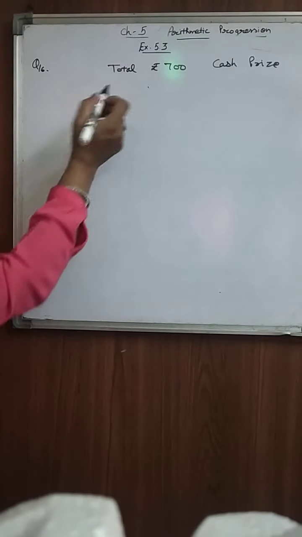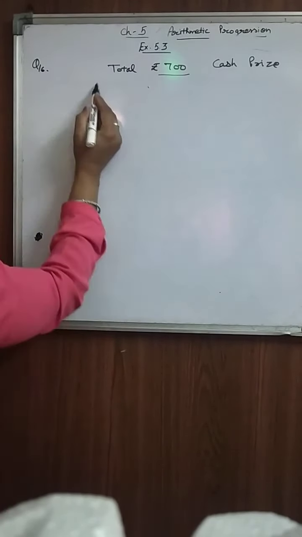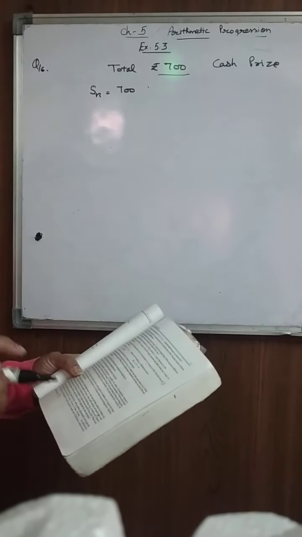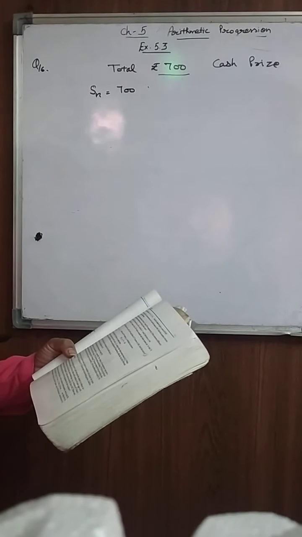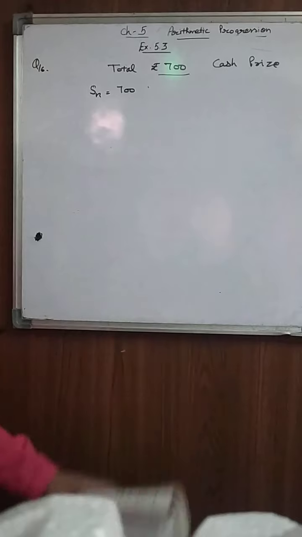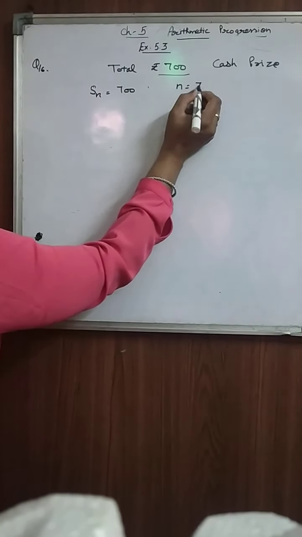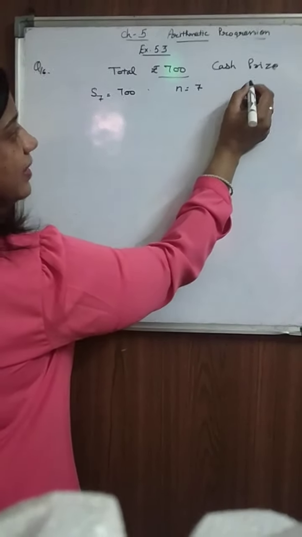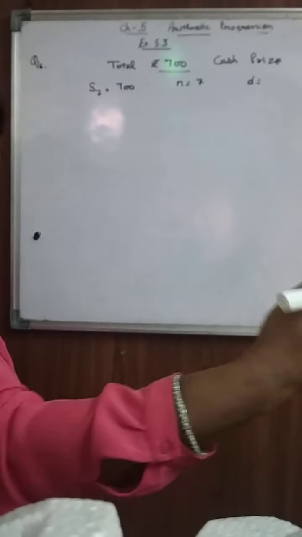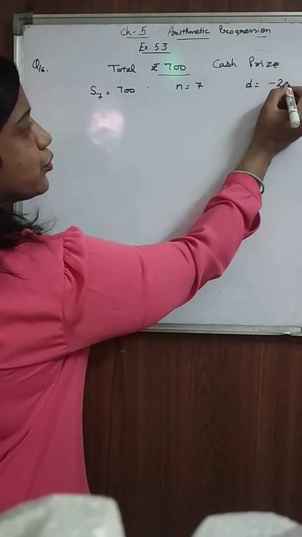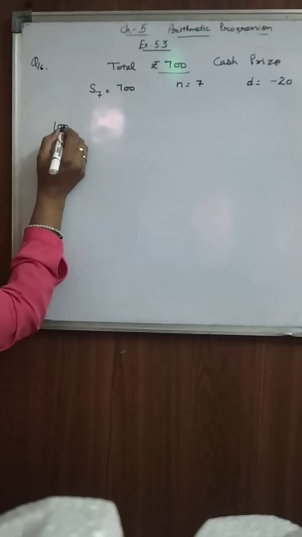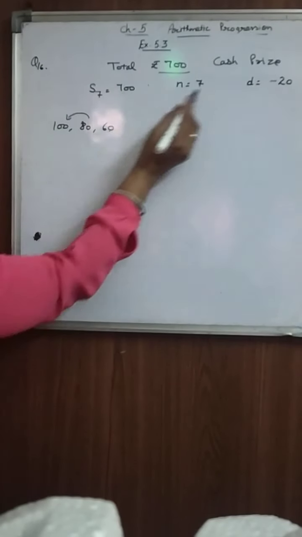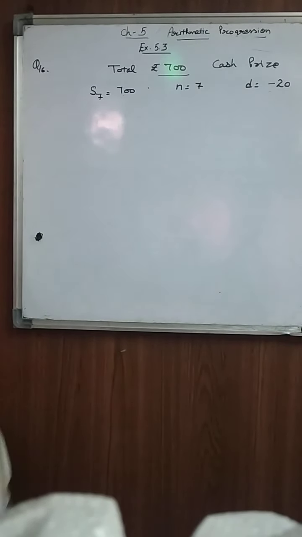It means this is the total money. Total money means Sn is given to you as 700. Second thing, a sum of rupees 700 is to be used to give 7 cash prizes. It means N is 7. So you can say S7 is equal to 700. And D is given as decreasing by 20 rupees, so it is minus 20. It is not plus 20. If 100, then on the next 80, then 60. So D is obviously 80 minus 100, which means minus 20. So that is the D value.